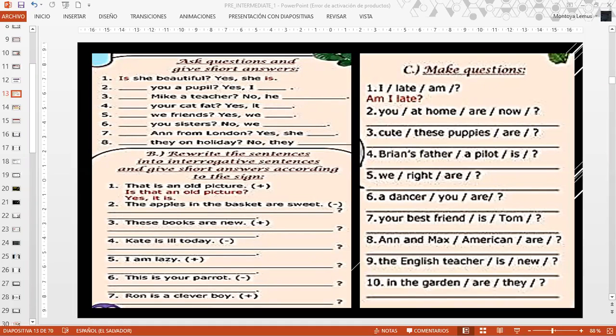Is your teacher from Canada? No, he's not. No parezco canadiense. Is your teacher from Canada? No, orgullosamente salvadoreño. No, he's not. How do you say orgullosamente? Proudly. Proudly.